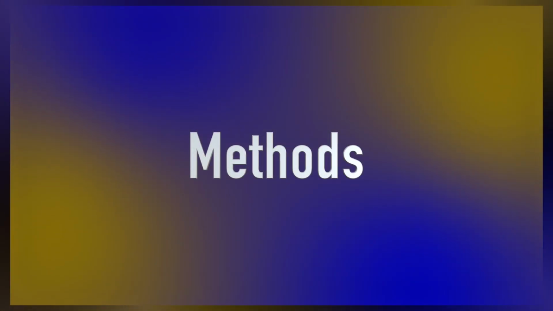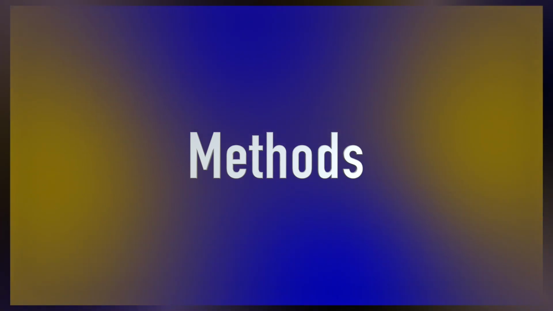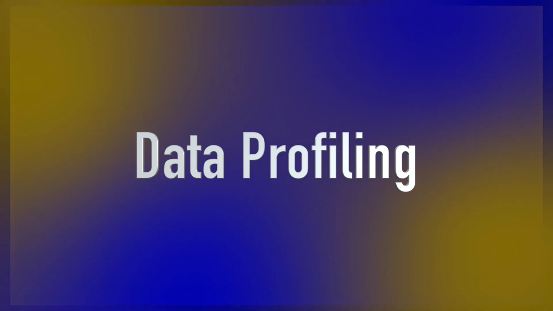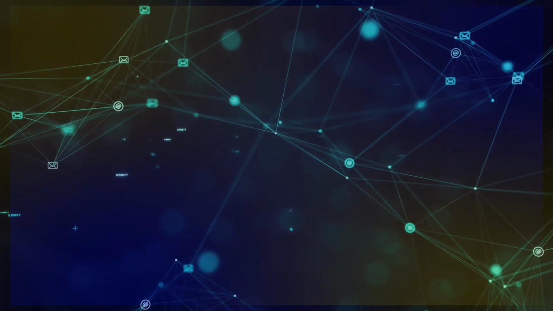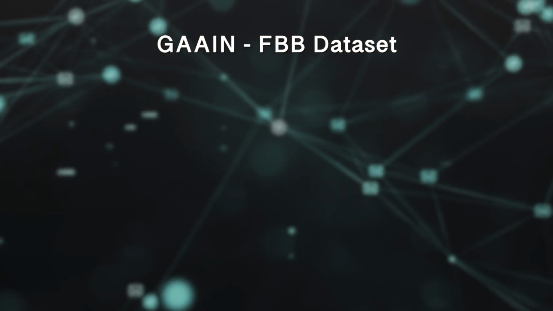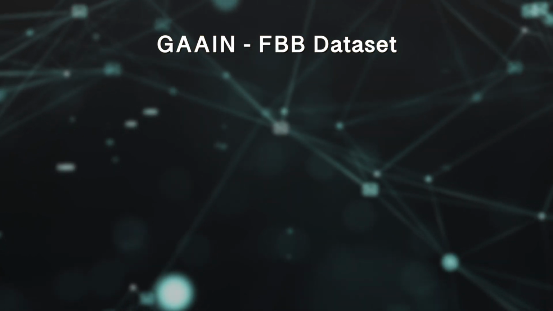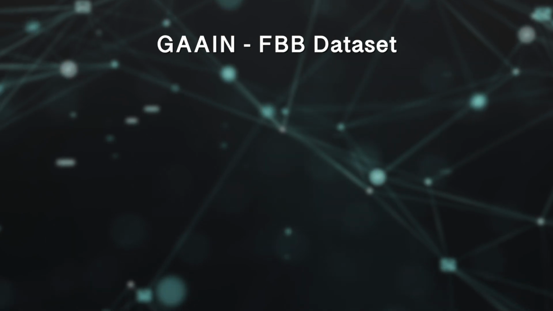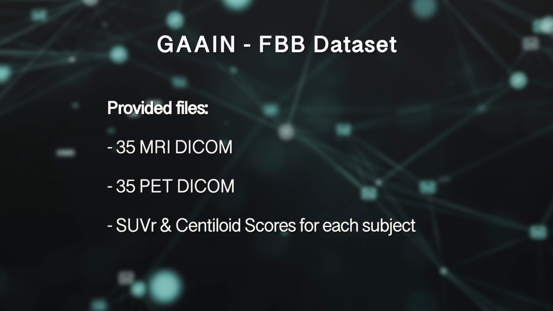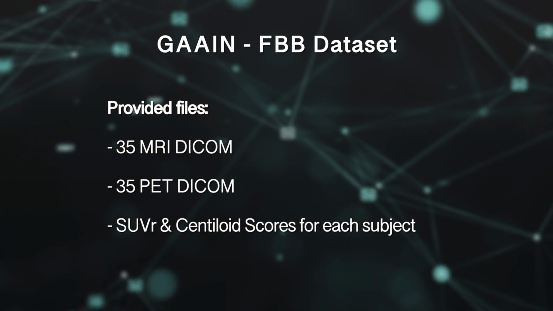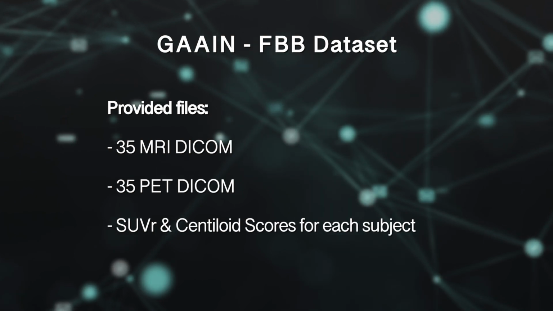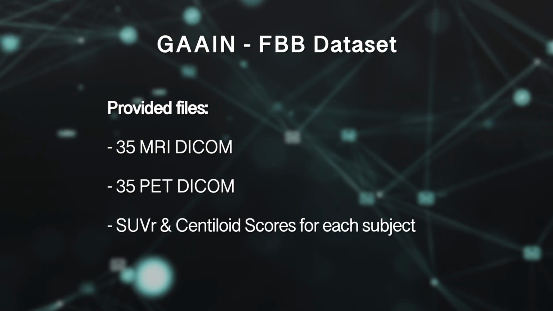Now that we have the background necessary to understand the pipeline and the process of the paper, we'll get into the dataset that was used. To evaluate the proposed SUVr lightweight pipeline, the florbetaben radio tracer calibration dataset from the Centiloid project was used. This dataset provides the raw DICOM MRI and PET neuroimaging files for 35 subjects, as well as a spreadsheet containing the SUVr and Centiloid score for each of them.